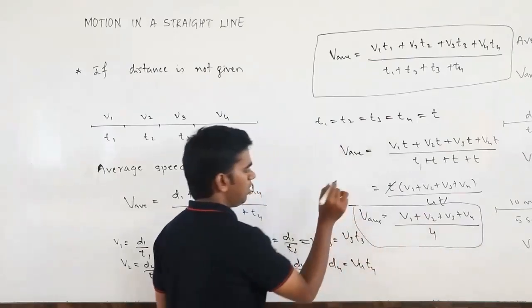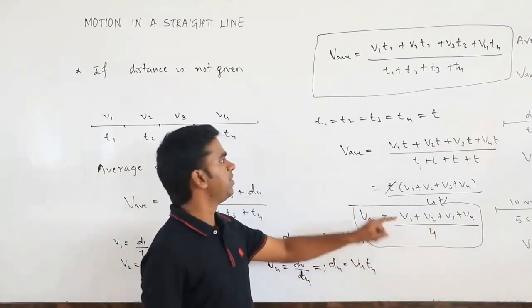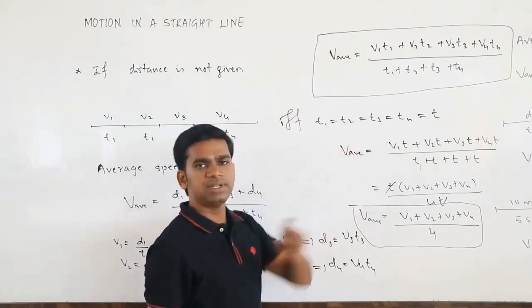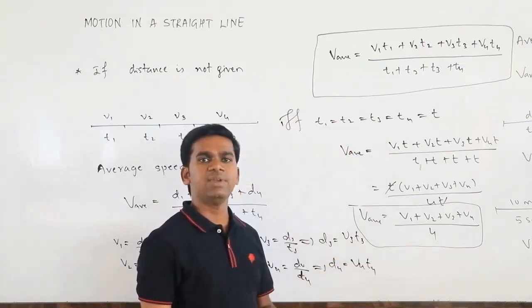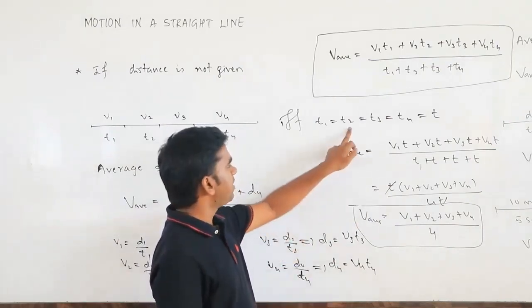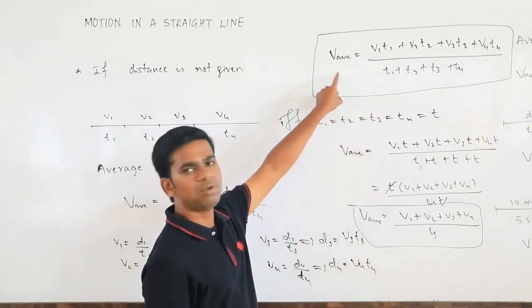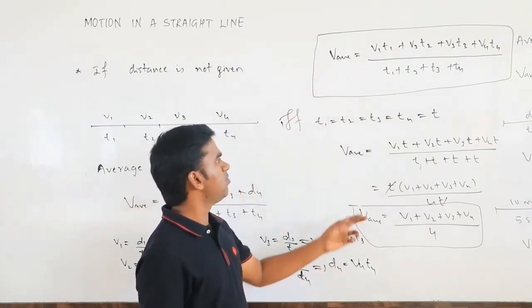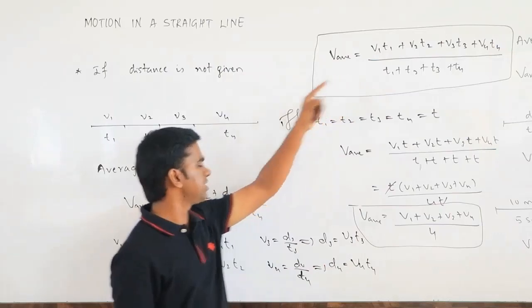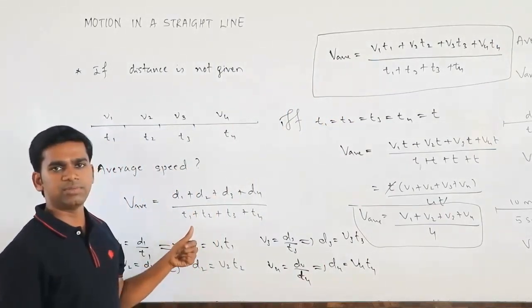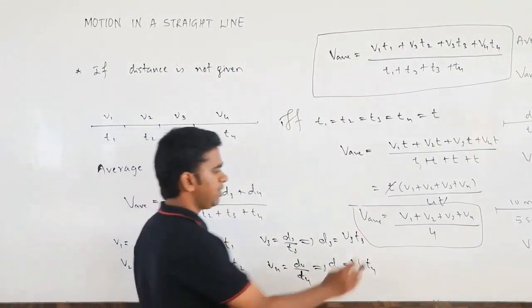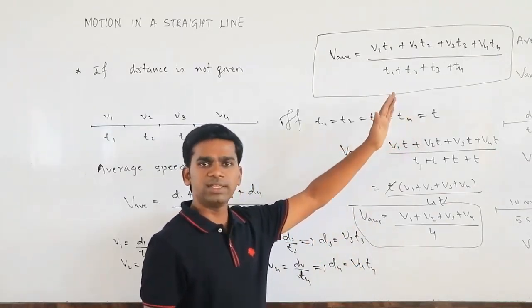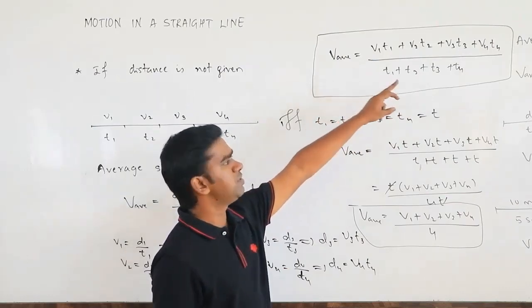But you cannot directly take this formula. If and only if the time interval is the same, then you can directly take the average value of all the speeds. But if the times are different, we have to go with this formula. So don't memorize the formulas by heart. Remember this one and how it came. Remember this simple average formula is used only if t1, t2, t3 and so on are the same. Otherwise, you have to go with this formula.